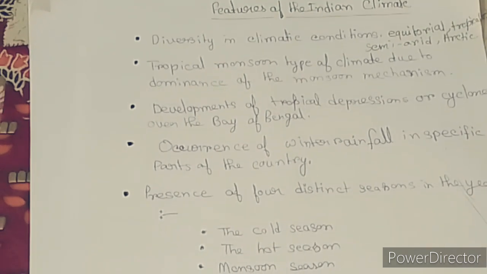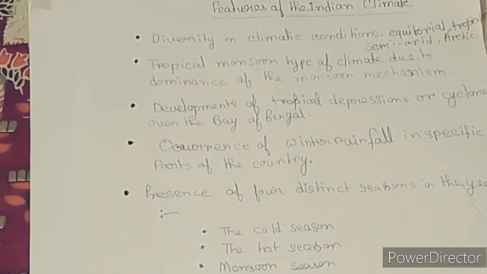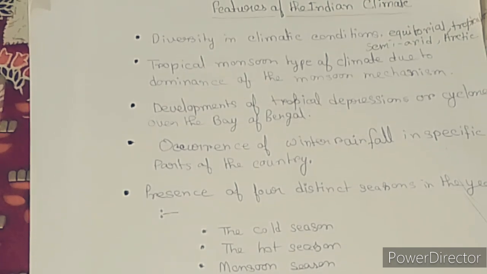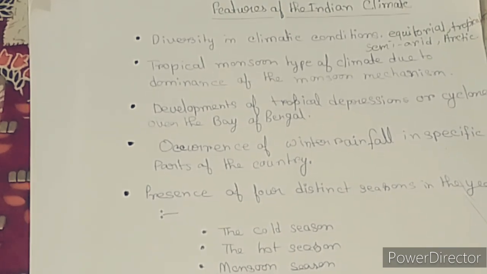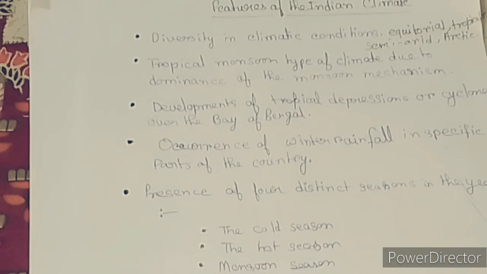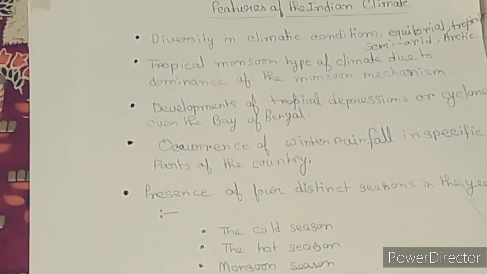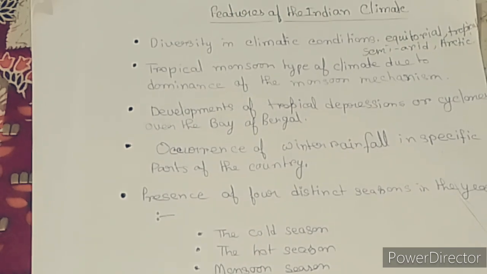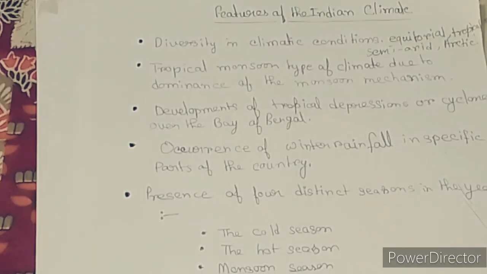Now, next point, tropical monsoon type of climate due to dominance of the monsoon mechanism. What do you mean by this? Though the continent of Asia has varied climatic conditions, the general climate of India is tropical monsoon type. As I have said before, India has many climates, but the general climate is tropical monsoon type. Two basic monsoon winds control the climate of India. So it is very much important to know why it is known as the tropical monsoon climate of India.